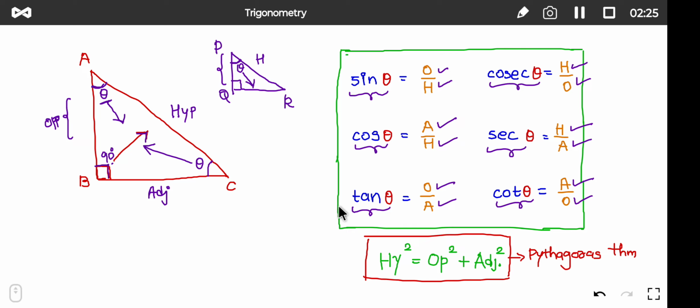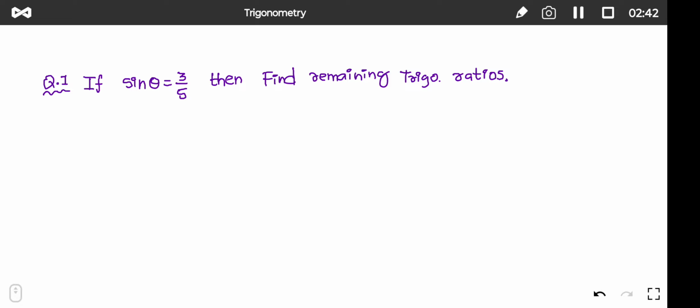So for any right angle triangle, we can apply the Pythagoras theorem, which states that the square of the hypotenuse is equal to the square of the opposite plus the square of the adjacent. Okay, so this is the Pythagoras theorem. Now let's start with the example. So let's start with a simple basic example.